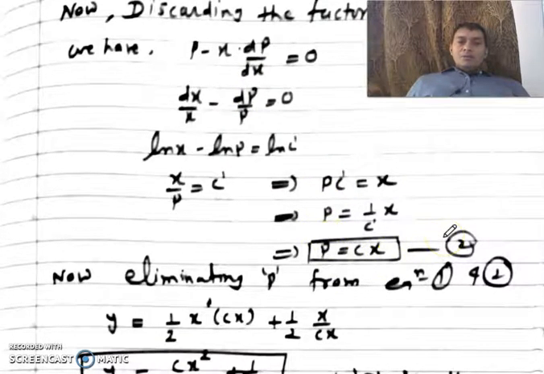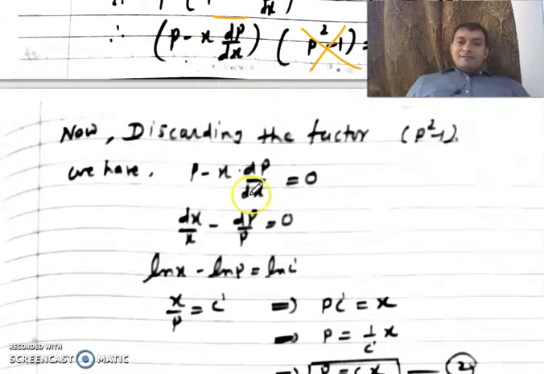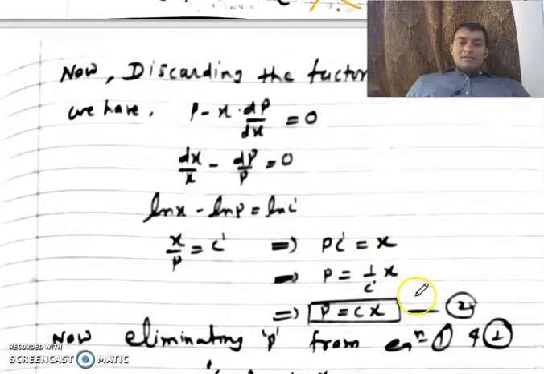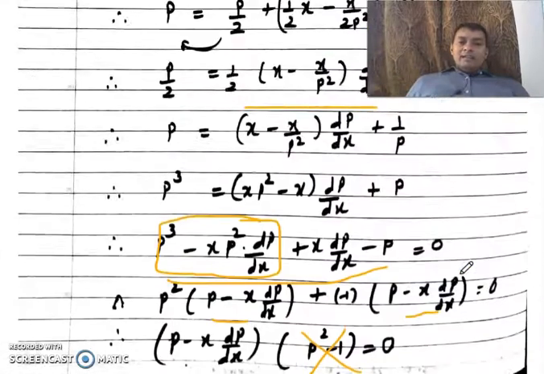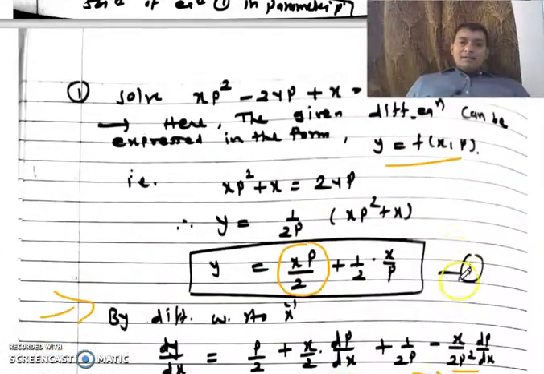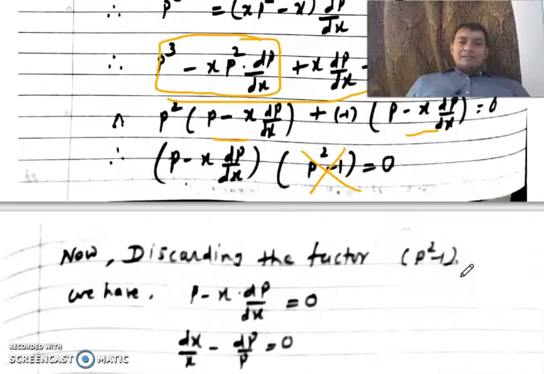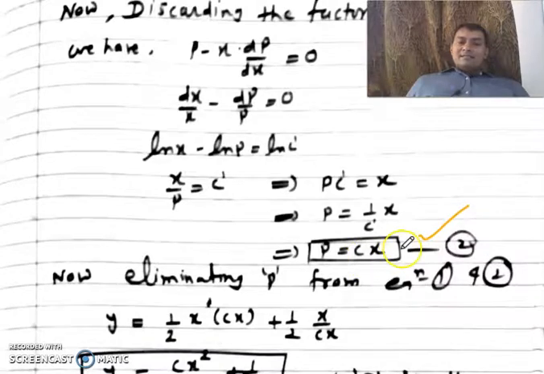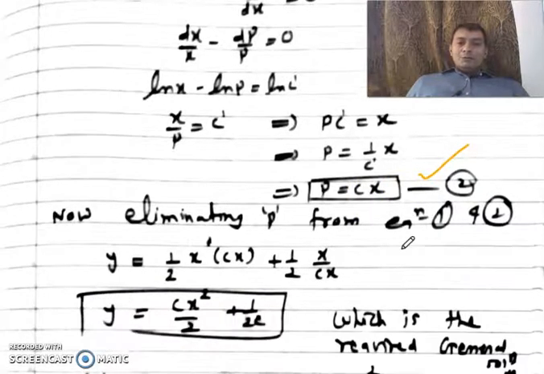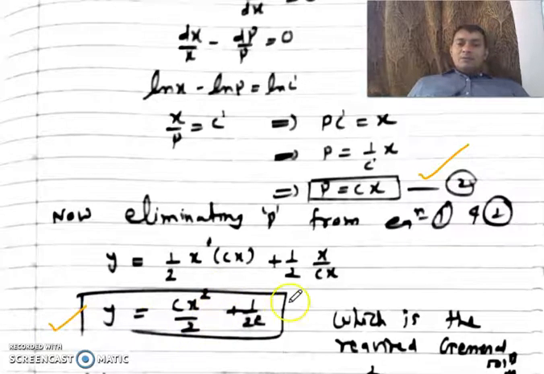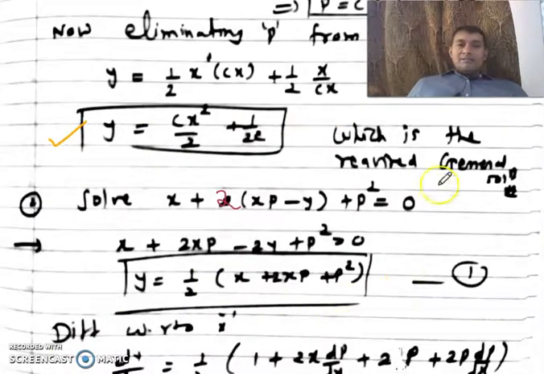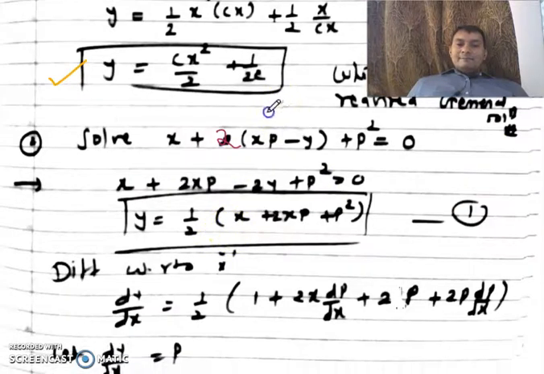Now from this factor we have got the solution p is equal to cx. This is equation number 2, and the given equation is equation number 1. After that, p is replaced by cx, that means solving 1 and 2. So what we get is y is equal to cx square divided by 2 plus 1 divided by 2c, which is the required general solution. This is the final answer.